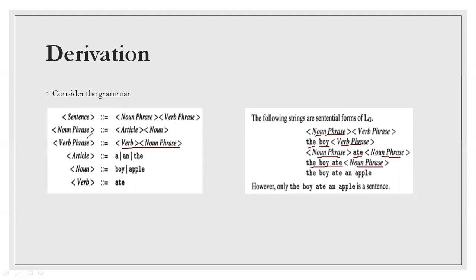Now what is noun phrase? Noun phrase contains article and noun. So article is an, noun is apple. So the boy ate an apple is derived from the non-terminal symbol sentence. Got it? This is called as derivation.